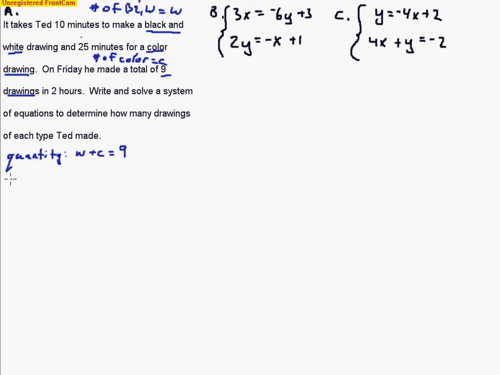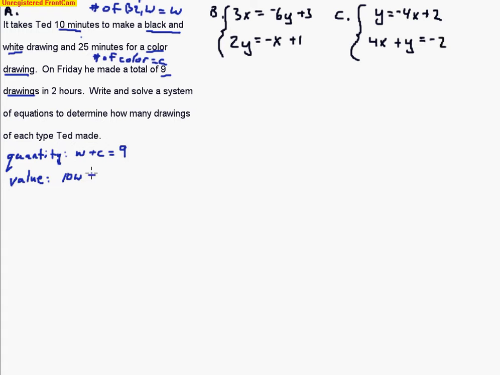Now the value equation. Typically a value equation is going to deal with money, but in this case we don't have money, but we do have hours and time is valuable to us, so I'm still going to stick with calling this a value equation. Well, it took Ted 10 minutes to make a black and white drawing. So let's take the number of black and white drawings, W, and multiply it by 10 minutes. That'll give us the total time he spent on just black and white drawings.